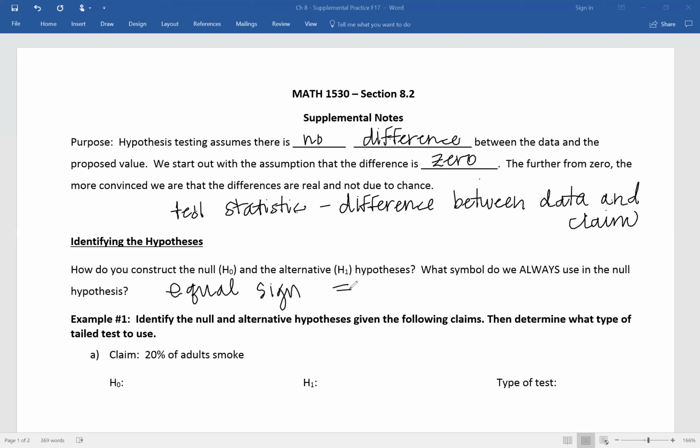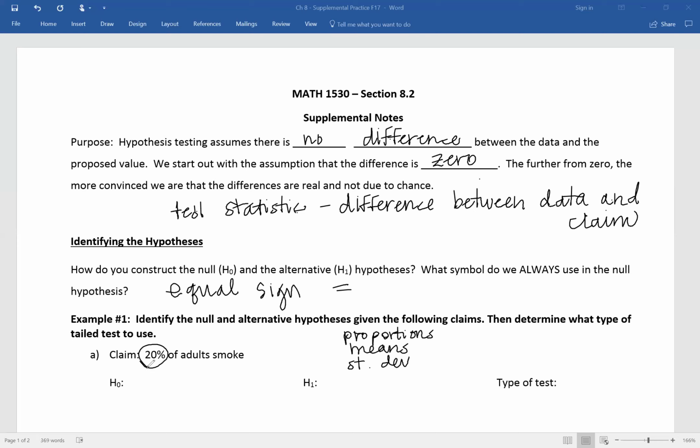So for example, let's take a look at number 1. It says identify the null and alternative hypotheses given the following claims, then determine what type of tailed test to use. So we are dealing with 3 different parameters: proportions, means, and standard deviation.